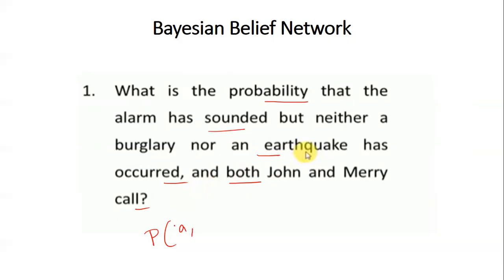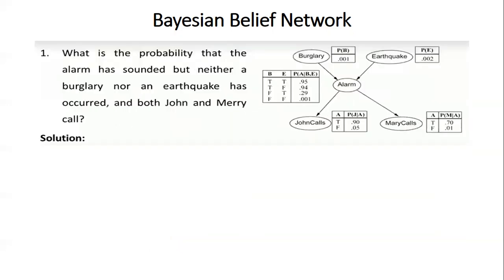So what is the probability that alarm has occurred and John has called and Mary has called, but there is no burglary and there is no earthquake? So this is the question, right? This is our network. What is the probability that alarm has made noise, John has called, and Mary has also called, but there is no burglary and there is no earthquake? Now, how will we solve this?